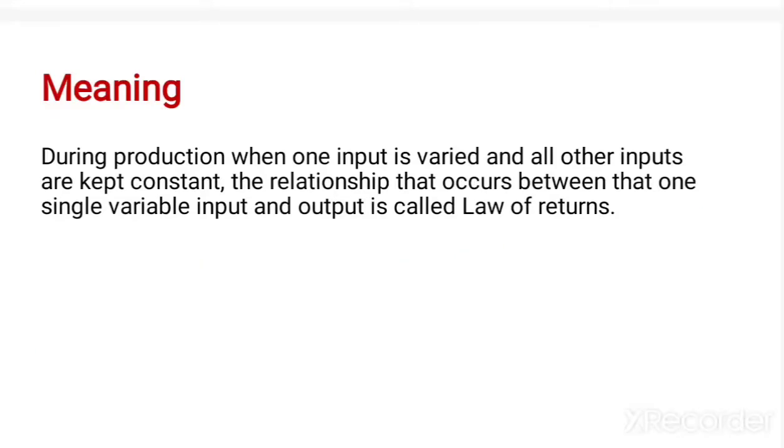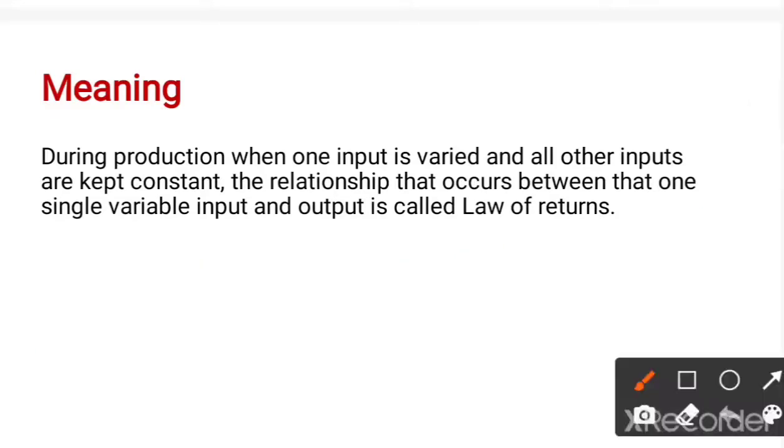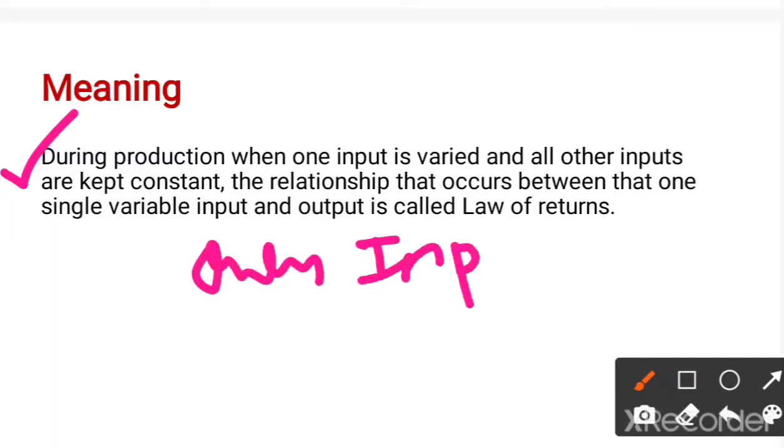Law of returns means during production, when one input is varied and all other inputs are kept constant, the relationship that occurs between that one single variable input and output is called law of returns. So here you'll be changing only one input. Which input are you changing?